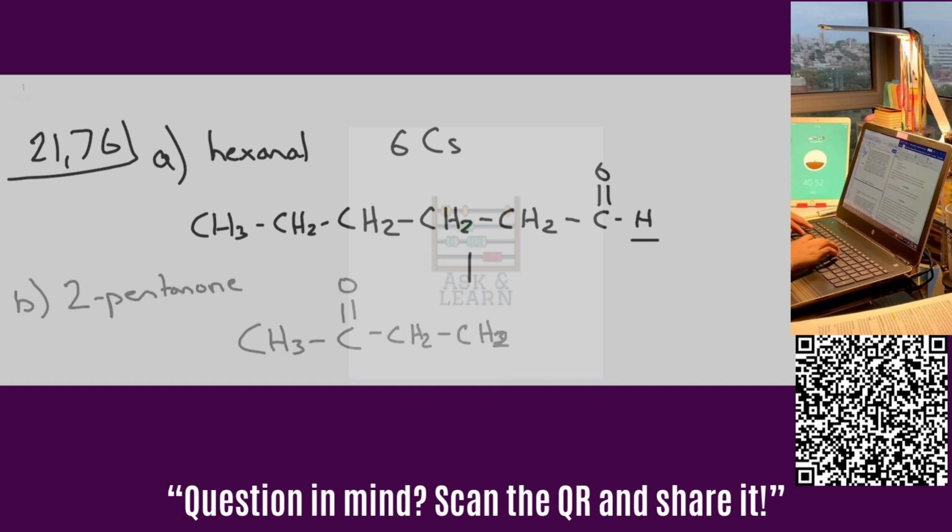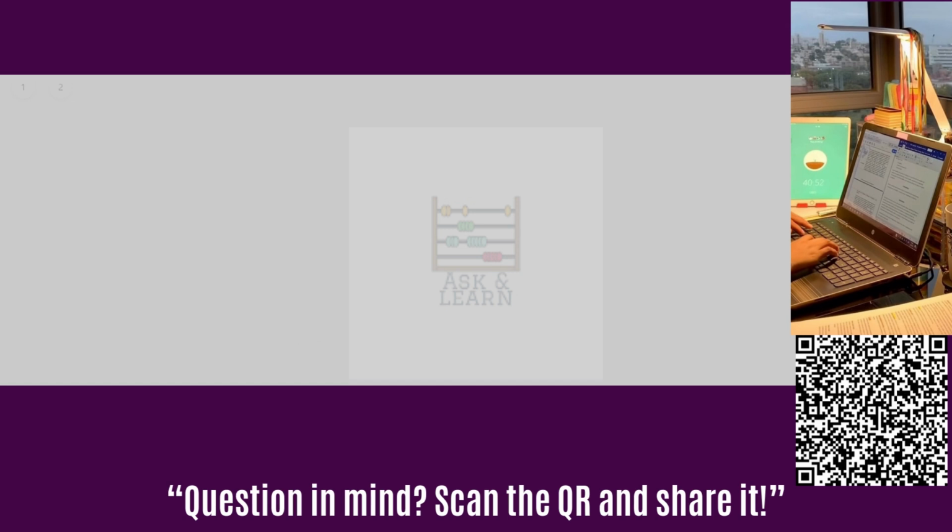5 carbons long. So that's the structure of 2-pentanone.